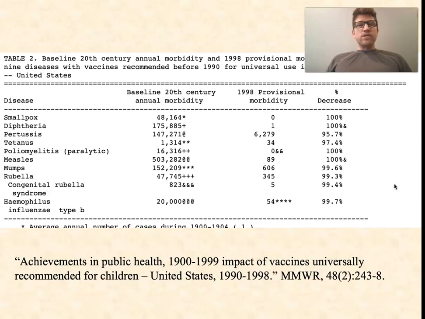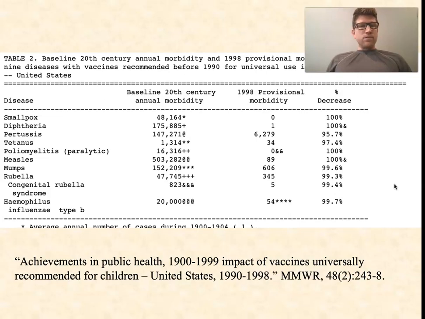Diphtheria, early 1900s, was at about 176,000 cases a year. In the 1990s, it averaged 1 case per year in the U.S. Pertussis at 147,000 cases per year pre-vaccine, a little over 6,000 cases per year in the 1990s. Tetanus went from about 1,300 cases down to an average of 34 per year. Polio went from 16,000 down to 0 per year, eradicated. Measles, over 500,000 cases per year in the 20th century, and since that MMR vaccine, we're averaging about 89 cases per year in the 1990s. Mumps, 152,000 down to 606.